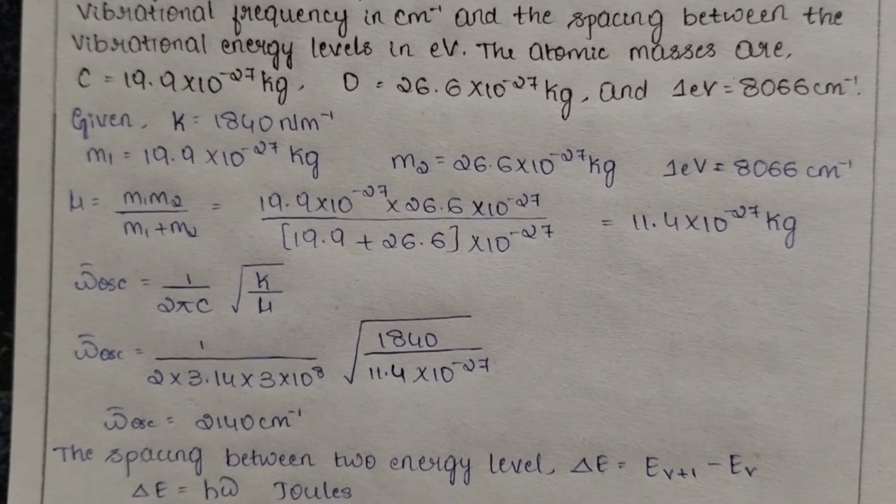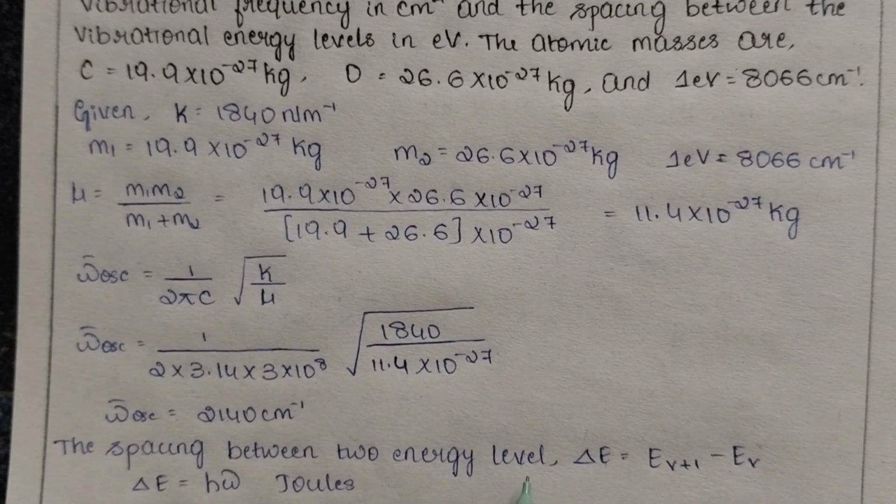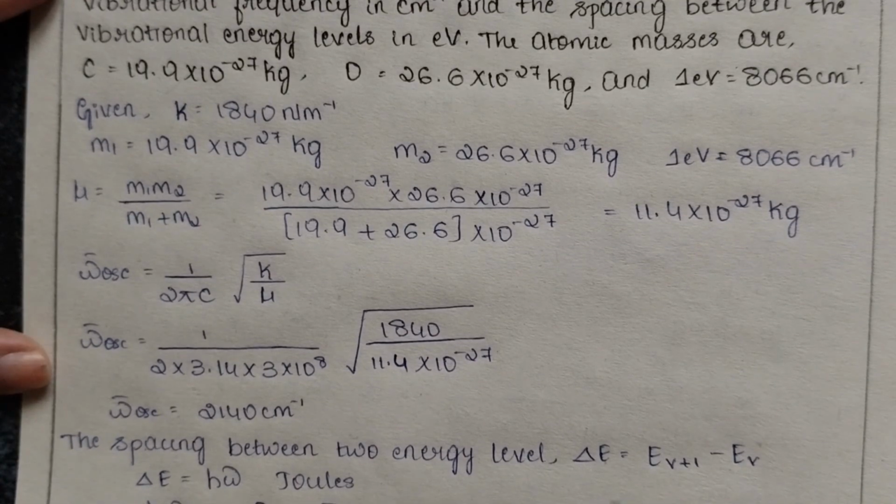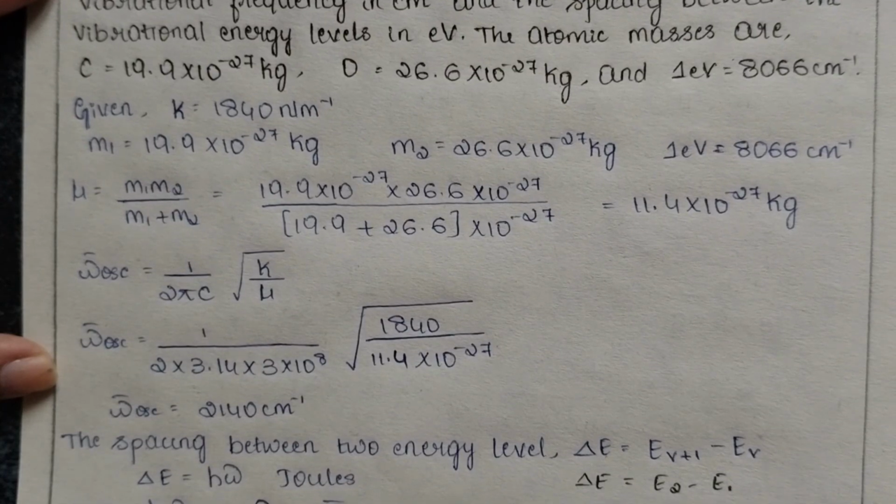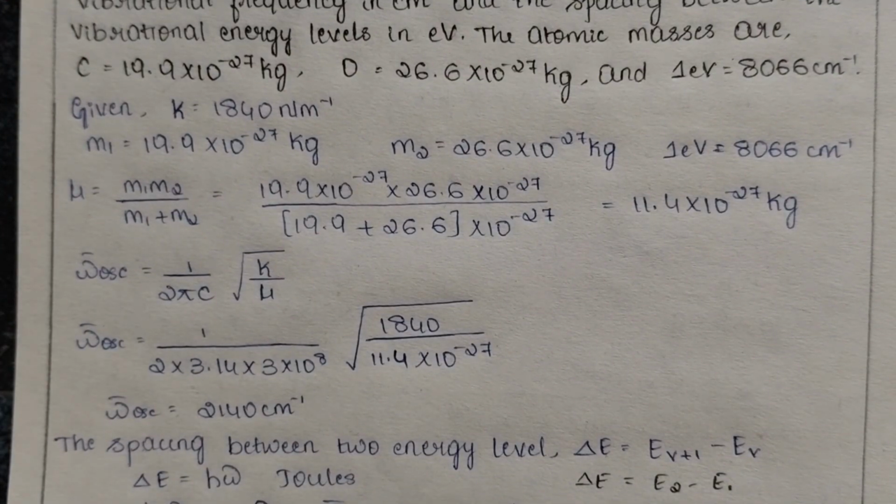And they have also given the spacing between the two energy levels, which is nothing but delta E is equal to E(V+1) minus E(V), and this can simply be written as delta E is equal to E2 minus E1, where these represent the energy levels, and delta E is equal to h omega, which is represented in joules. But here they are representing it in centimeter inverse, and also the spacing between the energy levels is represented in terms of electron volts. So first we'll see how to convert this joule into centimeter inverse.